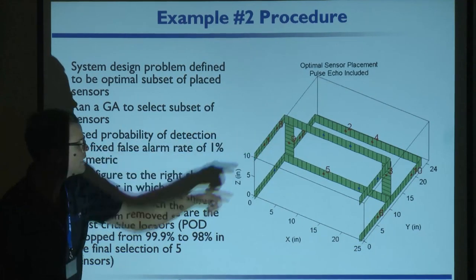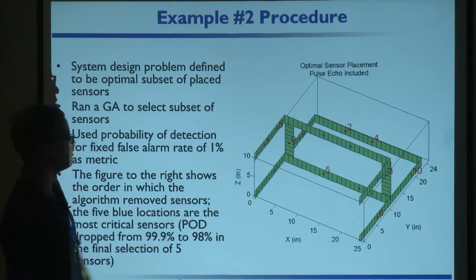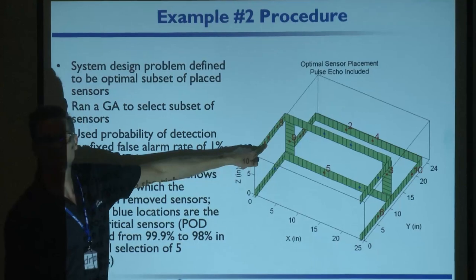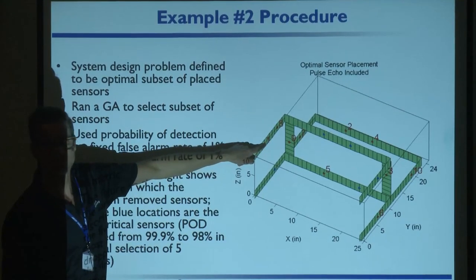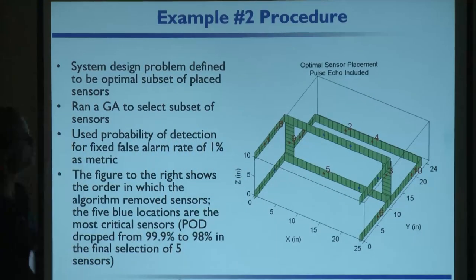And so the numbering are the sensors, the order that you should remove sensors. This is the least important sensor. In the possibility, this is the most important. Okay, the blue were defined to be the minimum.